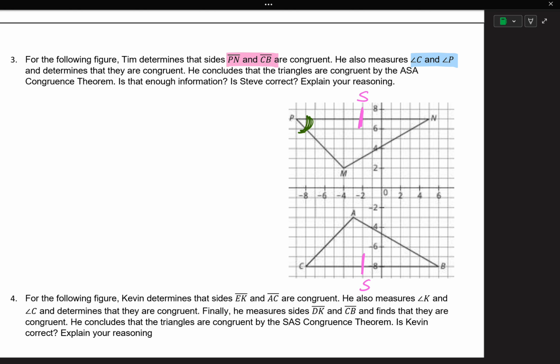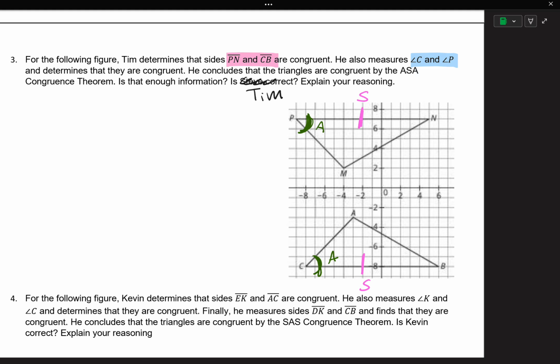P, that's an angle, and C, that's an angle. And then he says that the triangles are congruent, but angle, side, angle. Is that information right? Is Steve correct? I don't know who Steve is. It's supposed to be Tim. Is Tim correct? Explain your reasoning.